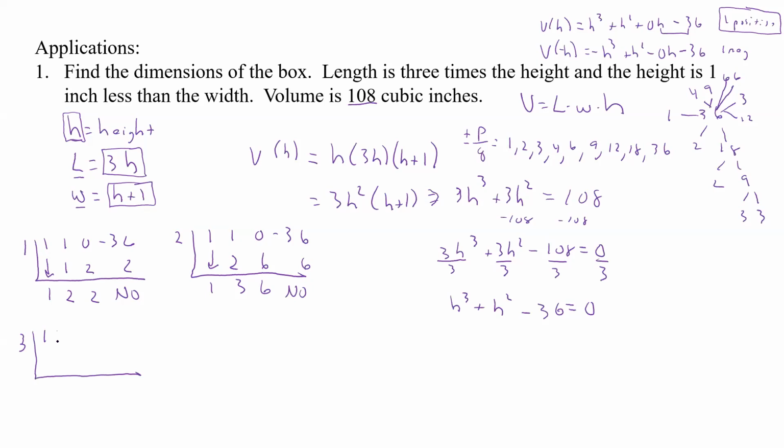So we have a 1, a 1, a 0, a minus 36. That's a 1, then we get a 3, that's a 4, that's a 12, that's a 12, that's a 36, that's a 0. Yay! So x equals 3 is one of my zeros. And then here I've got x squared plus 4x plus 12.